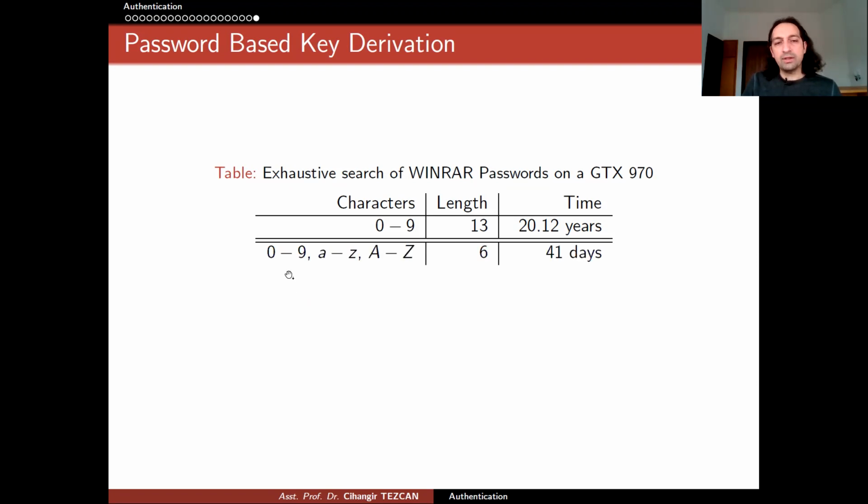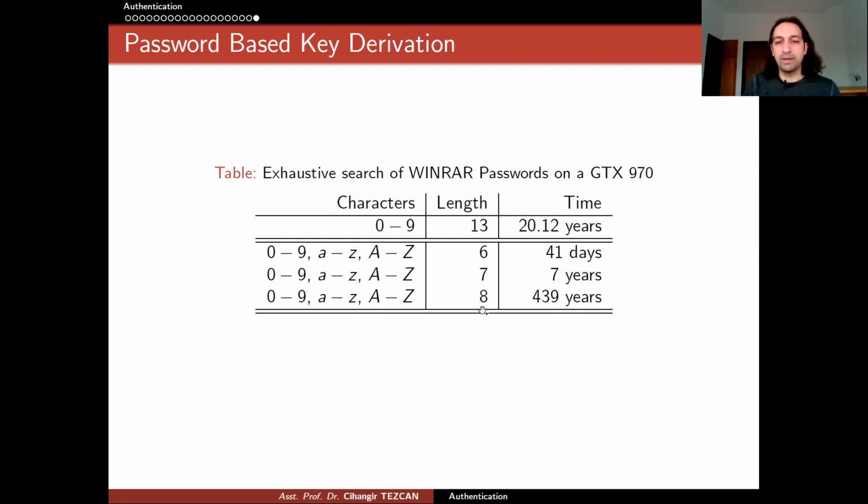So if you just choose numbers, small characters, and capital letters, and if you choose a 6-character password, this GPU can try all of these passwords in 41 days. So if you increase it to 7, it will take 7 years. If you increase your password length to 8, it will take 439 years. So adding a special character looks like a better idea.